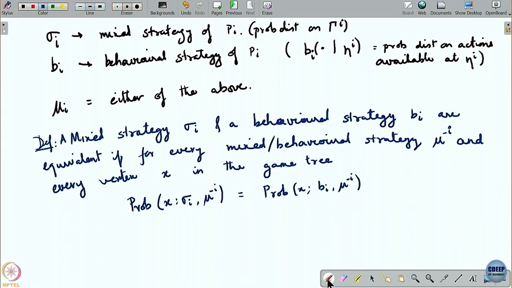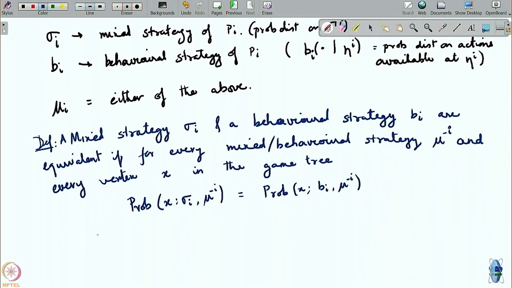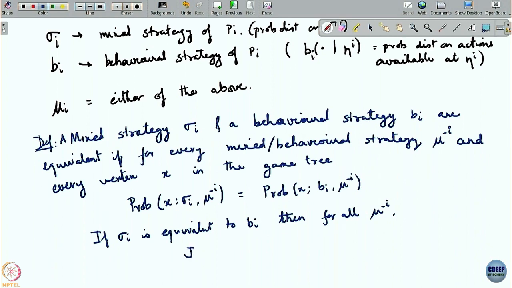Is this clear? Now, as a result of this, we get the following simple fact: if the mixed strategy sigma_i is equivalent to a behavioral strategy b_i, then for all mu_minus_i, the payoff, or the cost, that a player gets when he plays sigma_i and others play mu_minus_i is equal to the cost that he would get when he plays b_i and others play mu_minus_i. Of course, the value of the cost will depend on what others are playing, but regardless of what others play, I can get the same values by switching from sigma_i to b_i. Is this clear?